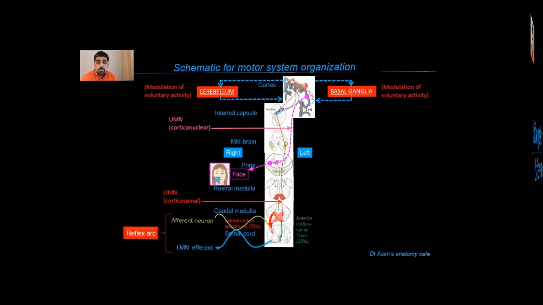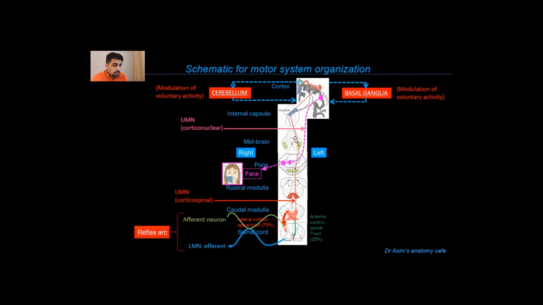So before we start describing the basal nuclei, how about if we do a quick recap of the motor system organization using a schematic which we used in one of our earlier videos on the motor system. Now, you would have seen this schematic already if you had listened to my first video on the motor system. Here in the center, you can see the horizontal sections taken through different levels of the central nervous system.